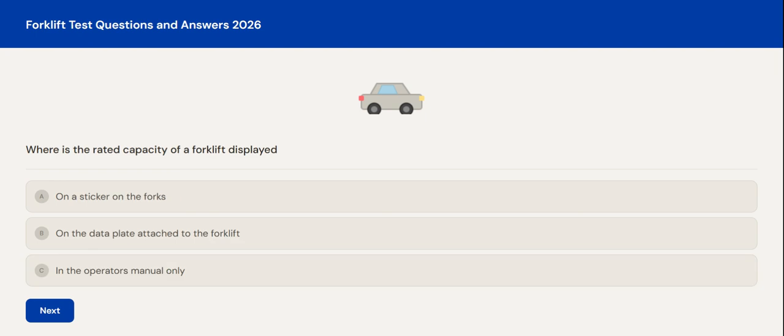Next question. Where is the rated capacity of a forklift displayed? On the data plate attached to the forklift. The data plate is your authority for what that specific machine can and cannot do. Consult it before any unusual lift.